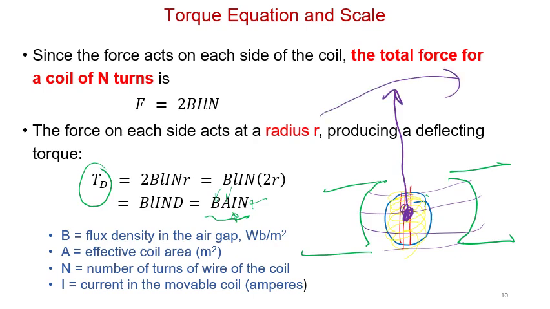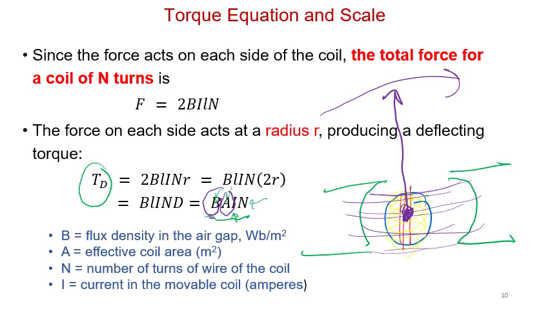Now, how to calculate the torque which will move the pointer? It is calculated by these parameters, where B is the magnetic field. B is the flux density in the air gap. The magnetic field means the magnetic field created by the permanent magnet. And A is the effective coil area.